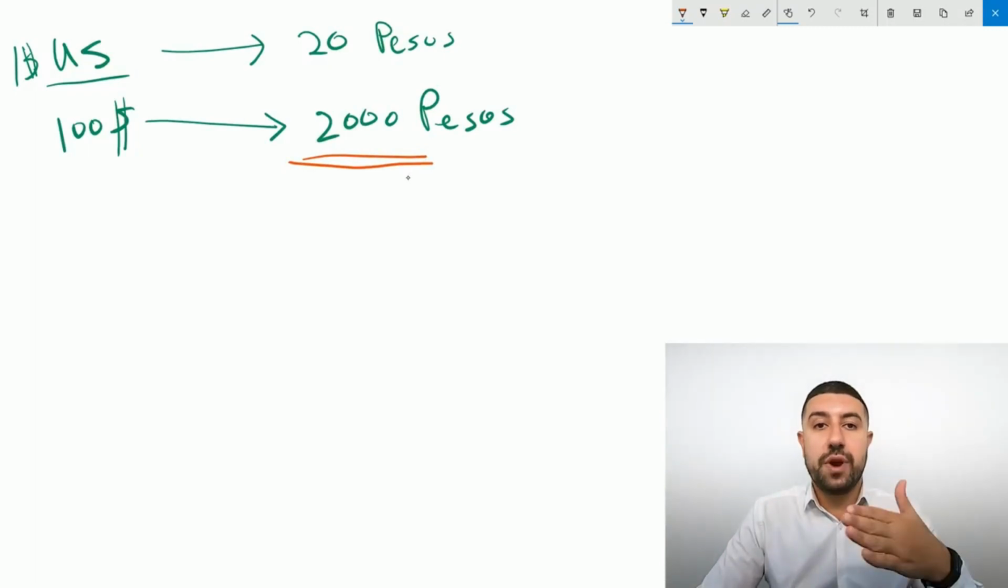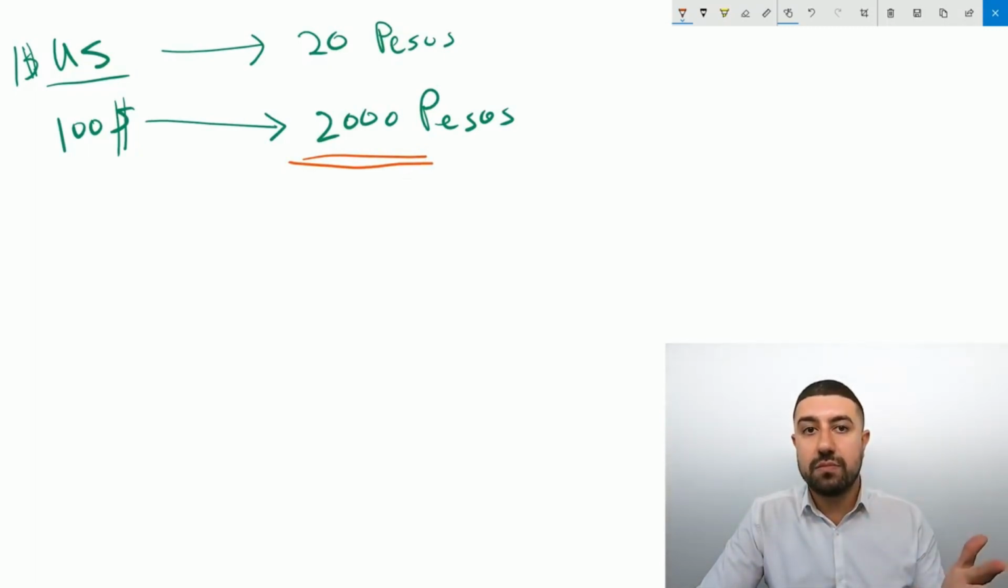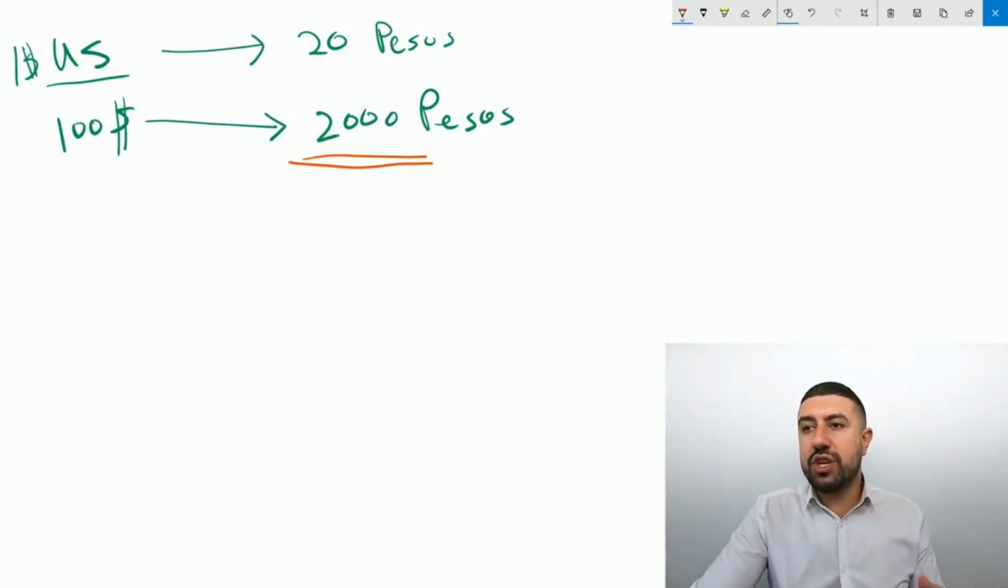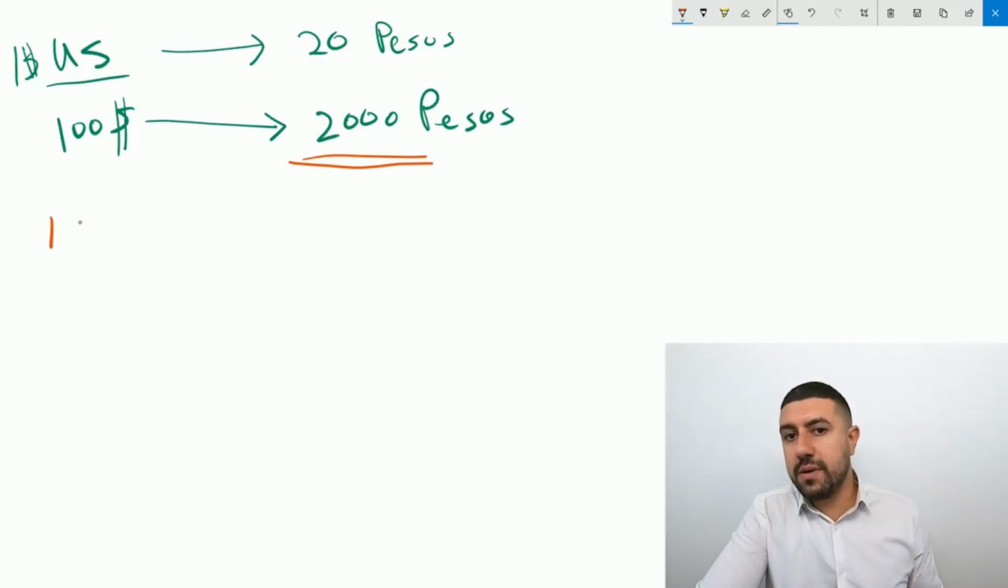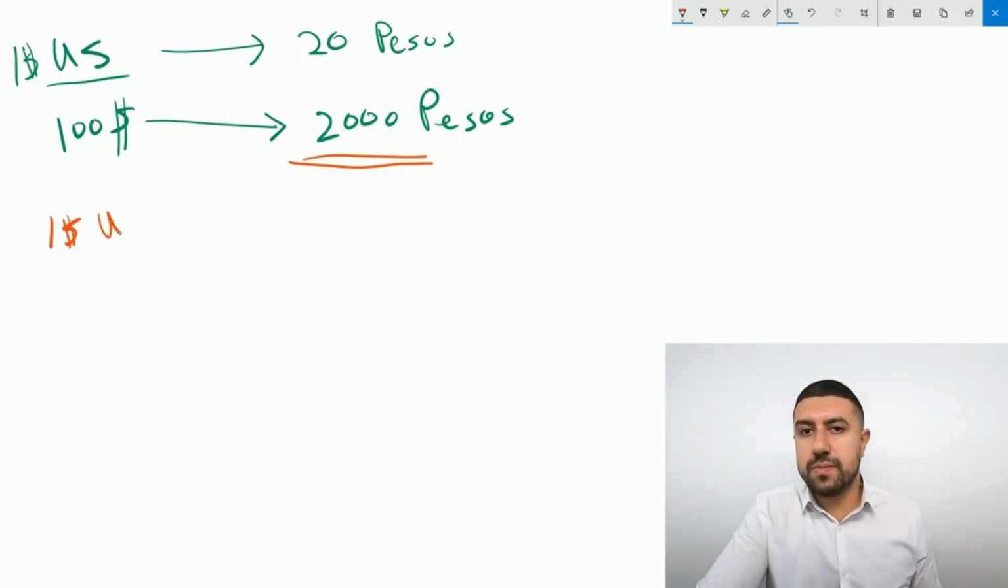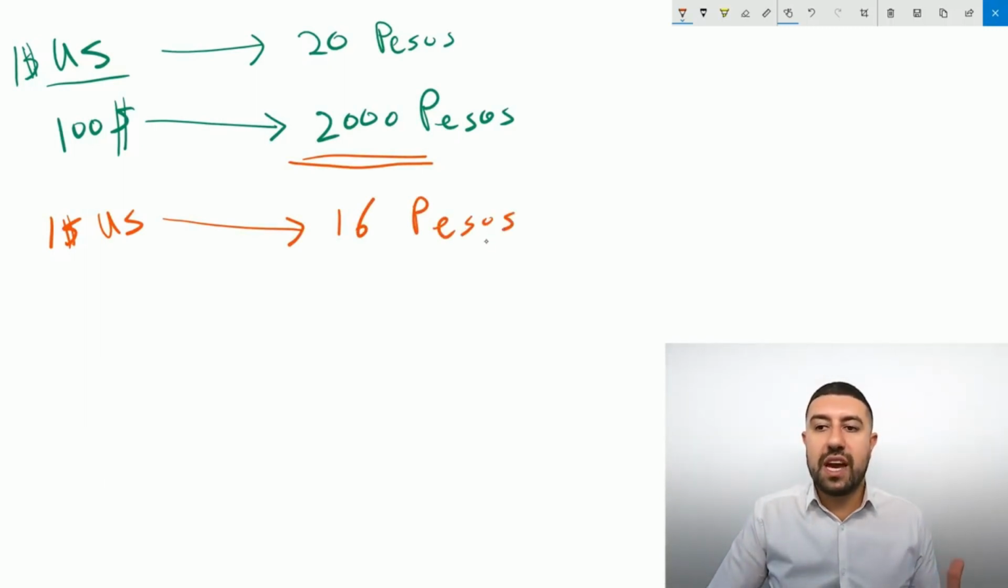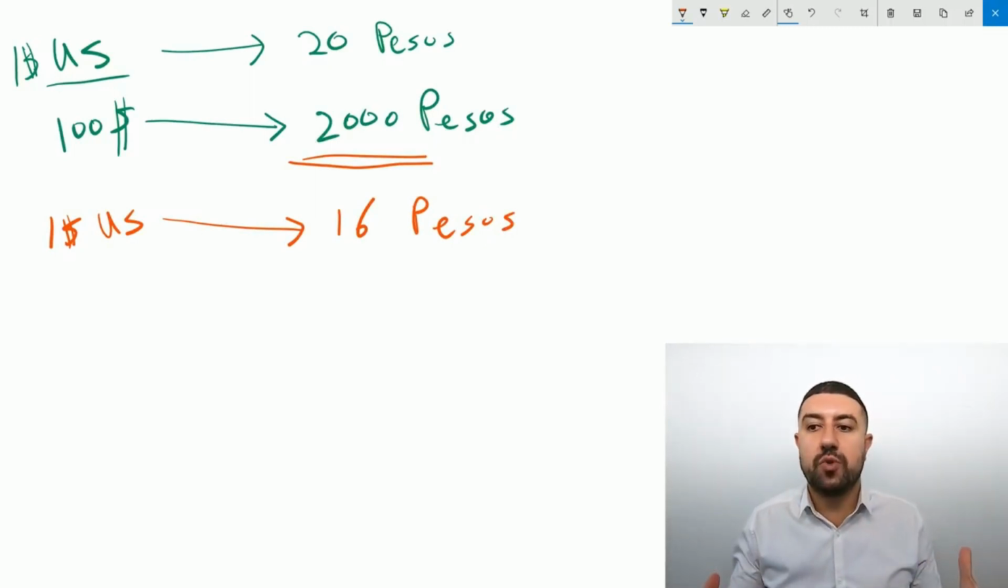Well, the exchange rate might have changed. It could be something different now. So let's say that when you're coming back, the exchange rate changed, and now the new rate is $1 US will only give you 16 pesos. That's the new rate. So this would mean that pesos actually gained in value. $1 US can't get you as much pesos as before because pesos are more expensive.